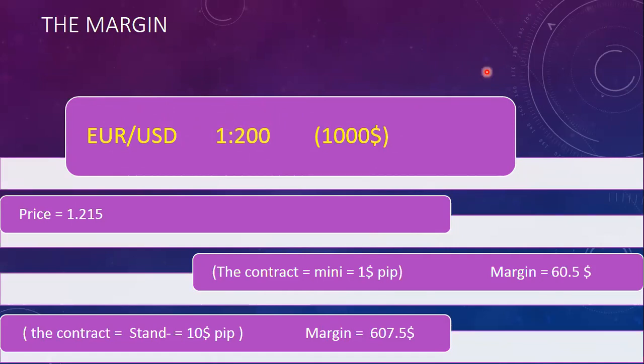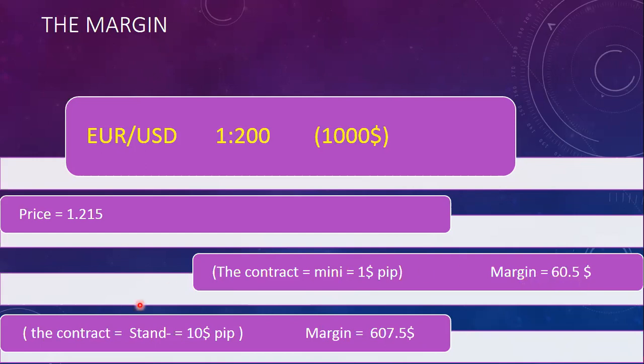Okay? What's going on? I open a mini contract. It means $1 per pip. How much margin will they take from me? They will take only $60.5. Do you understand why $60.5? Well, because they gave you twice more leverage, so the margin will be twice less. Very good. That's right. They give you twice more leverage, so they take twice less margin.